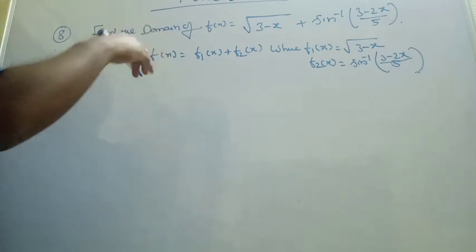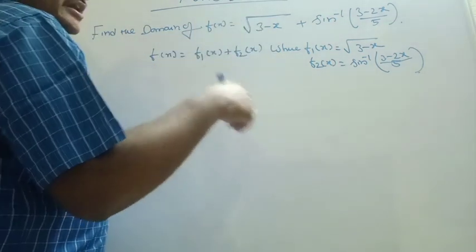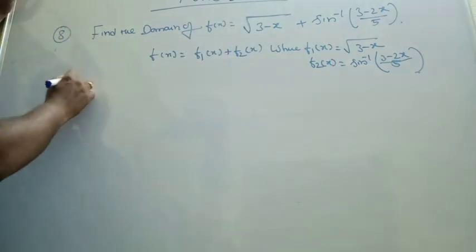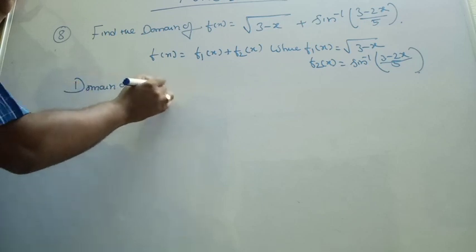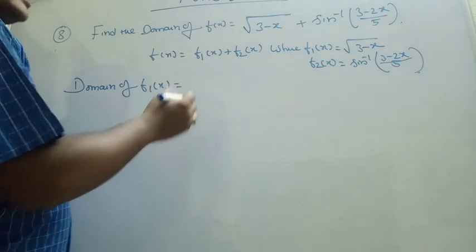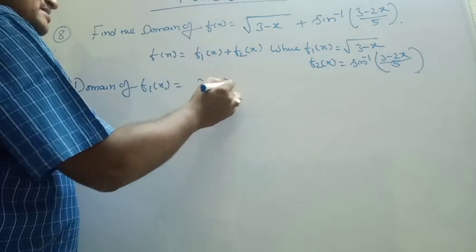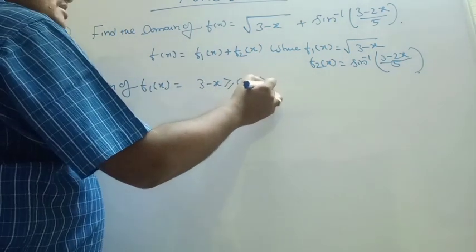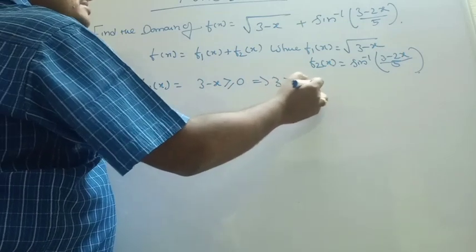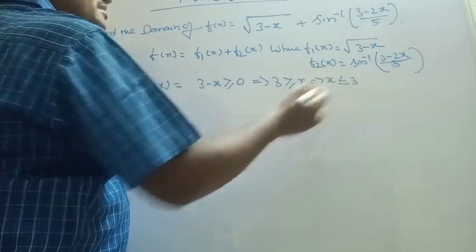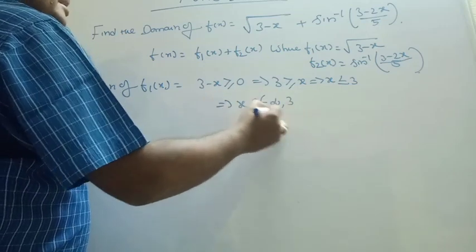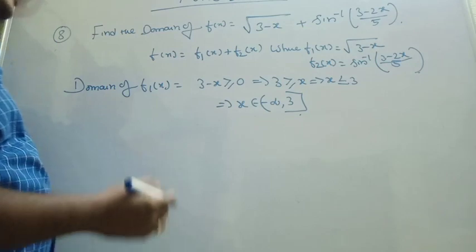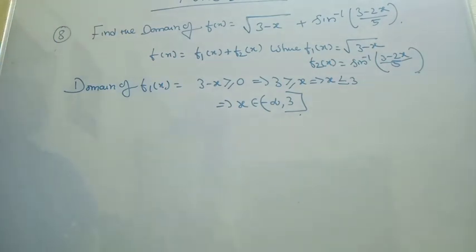Let us find the domain of both functions, and we have to take the common part of it. Now, the domain of f1(x) is the square root of 3 minus x. So 3 minus x has to be greater than or equal to 0. That means 3 is greater than or equal to x, so x is less than or equal to 3. That implies x belongs to (minus infinity, 3]. The domain of the first function we have got very nicely, minus infinity comma 3.